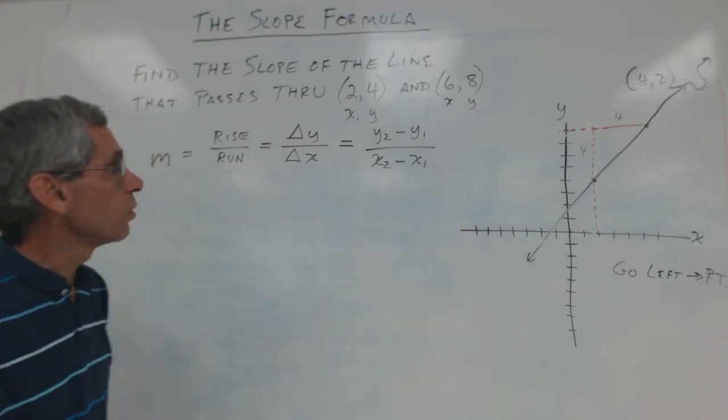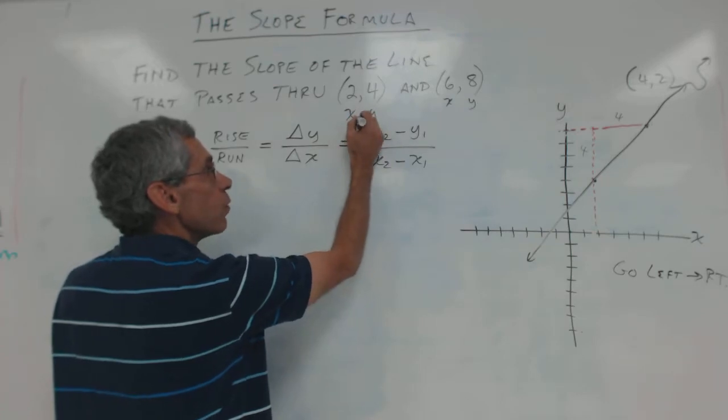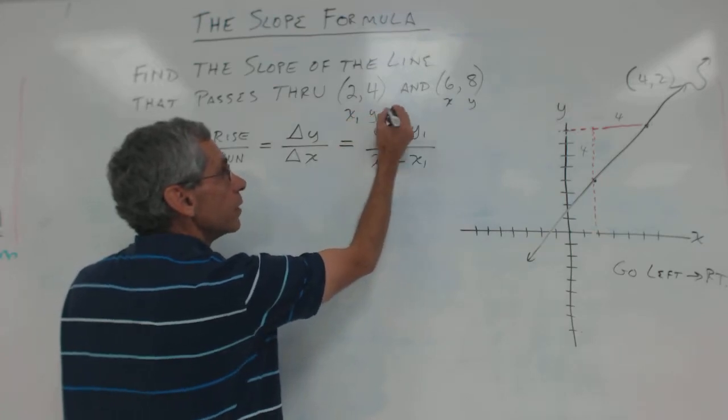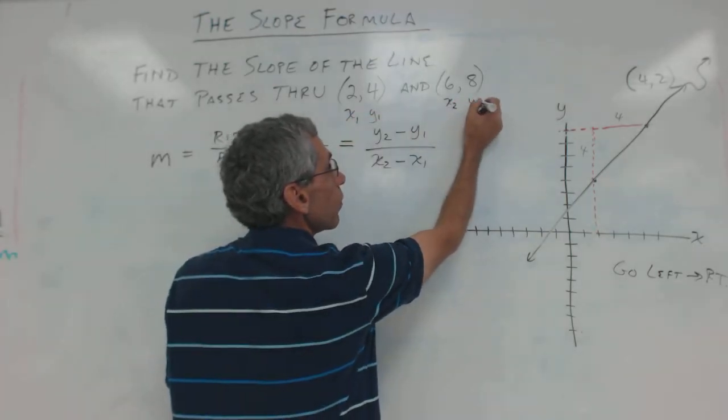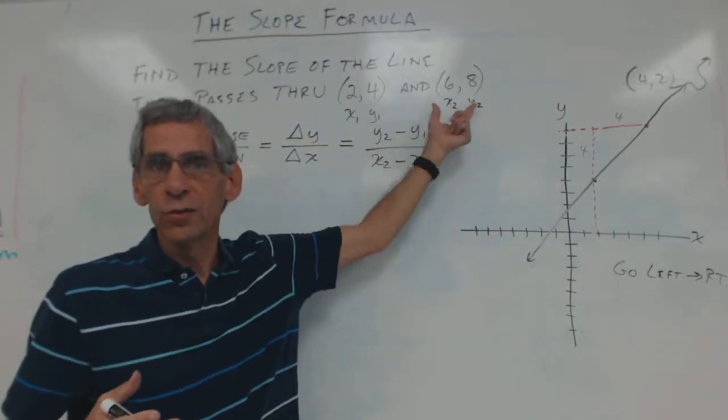Okay? So now in practical terms, if I was using this, this would be my x1 and my y1. This would be my x2 and my y2. So I could plug it in. To me, this is way too complicated.